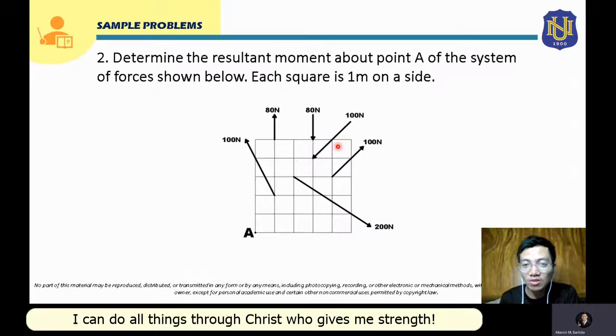Also, class, you can notice that these two 100 Newton forces are parallel forces, right? They are opposite in direction, equal in magnitude, and non-collinear. So we can also say that these 100 Newton forces are a couple. Since they are a couple, its moment effect at any point will also be the same, as long as we know the formula for a couple. The formula for a couple is F times D, right? So, let's start solving.